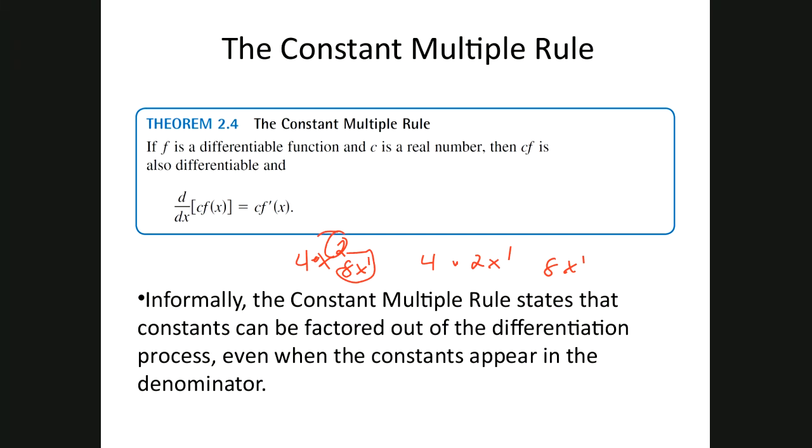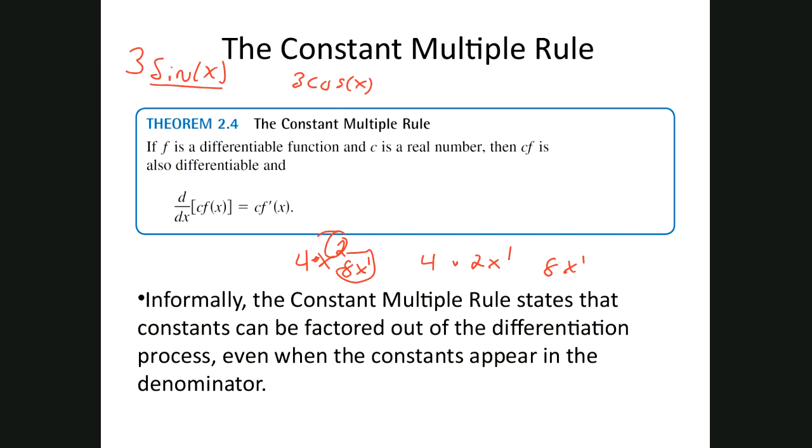However, if we have, for example, 3 sine of x, it comes in a little bit handy. It just says that we can take the derivative of sine of x and just leave the 3. So this would be 3 cosine of x, wouldn't it? So the constant multiple rule does help when we're dealing with cosines.